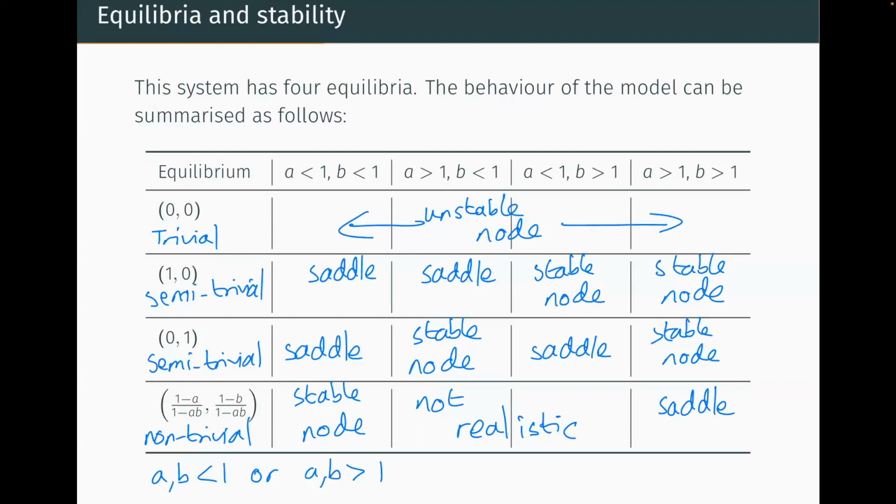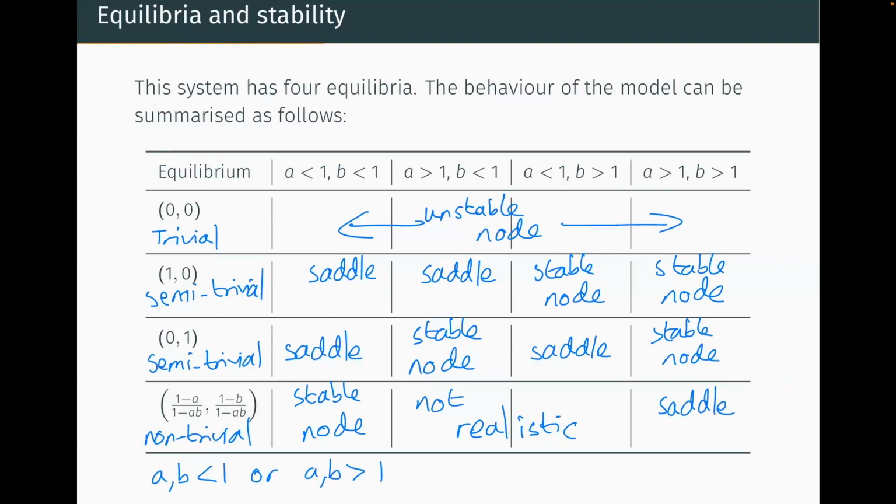So stable node means you're being pulled in, whereas an unstable node means you're being pushed out. A saddle is kind of strange, but it looks like a saddle. If you imagine a saddle on a horse or a Pringle, you're being pulled in one direction and pushed away in the other.